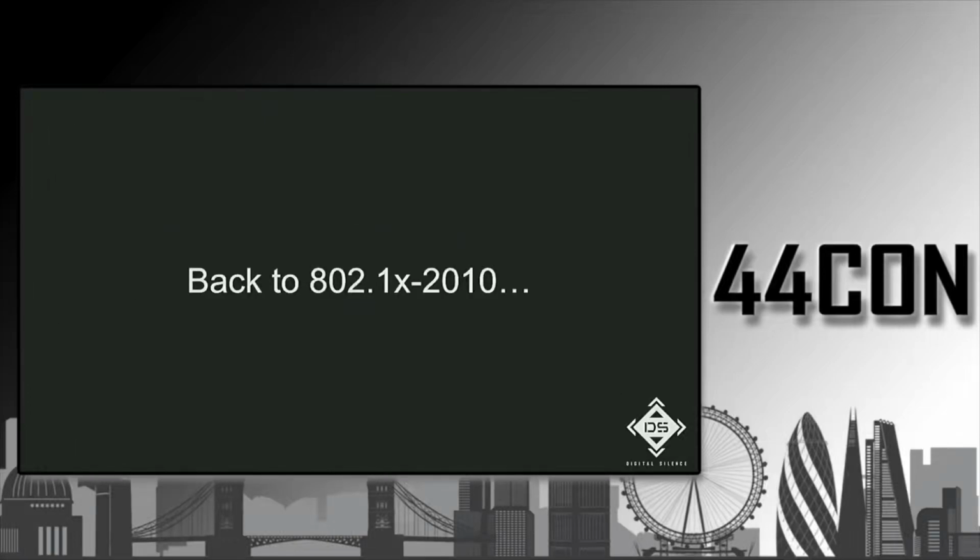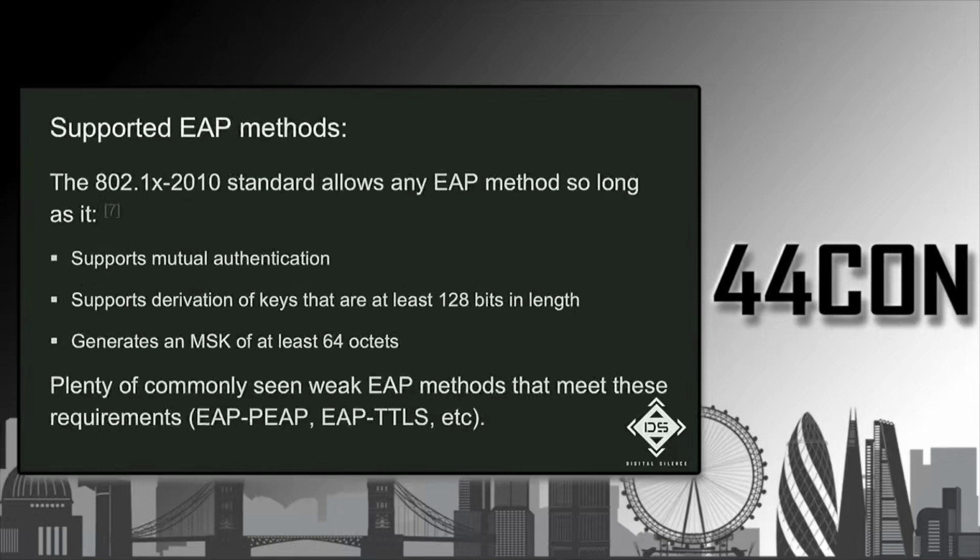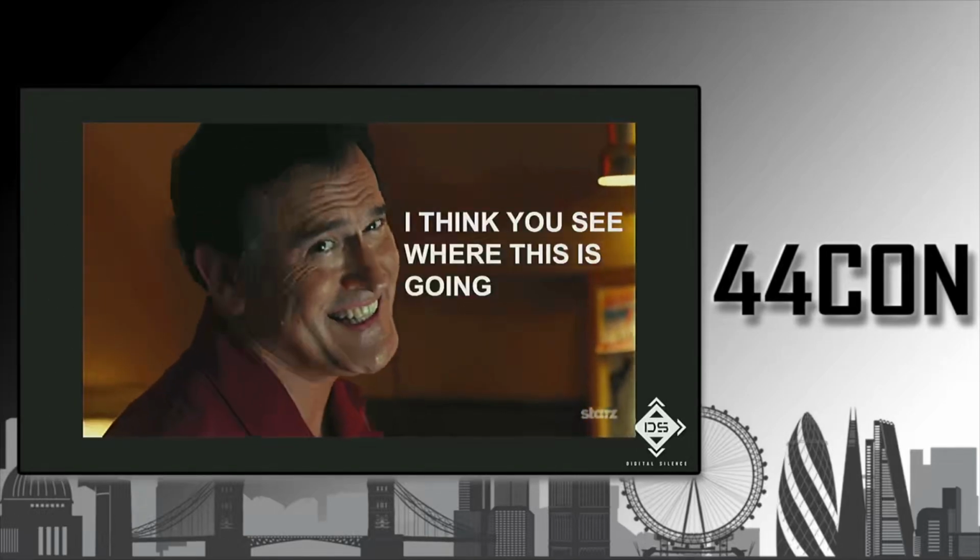But anyways, back to 802.1X-2010. And why are we talking about this stuff in the first place? Okay, so the main takeaway about 802.1X-2010 from an attacker's perspective is that it uses EAP to authenticate devices to the network. And that's all well and good, but it's important to remember that EAP is only as secure as the EAP method used. And if we look at the EAP methods that are supported by 802.1X-2010, basically the only requirements are that it supports mutual authentication, that it supports derivation of keys that are at least 128 bits in length, and it's able to generate an MSK of at least 64 octets. And there are plenty of commonly seen weak EAP methods that meet these requirements, including EAP-PEAP, EAP-TTLS. So I think you see where I'm going with this.